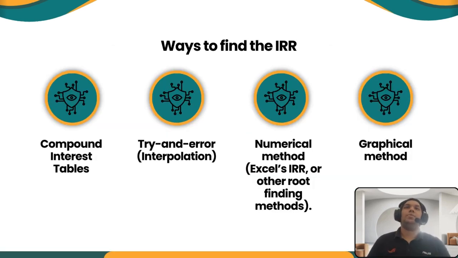There are several ways to find the internal rate of return. The first one is using compound interest table. Second one is using trial and error method using interpolation. Third one is using numerical method. And last but not least is graphical method.